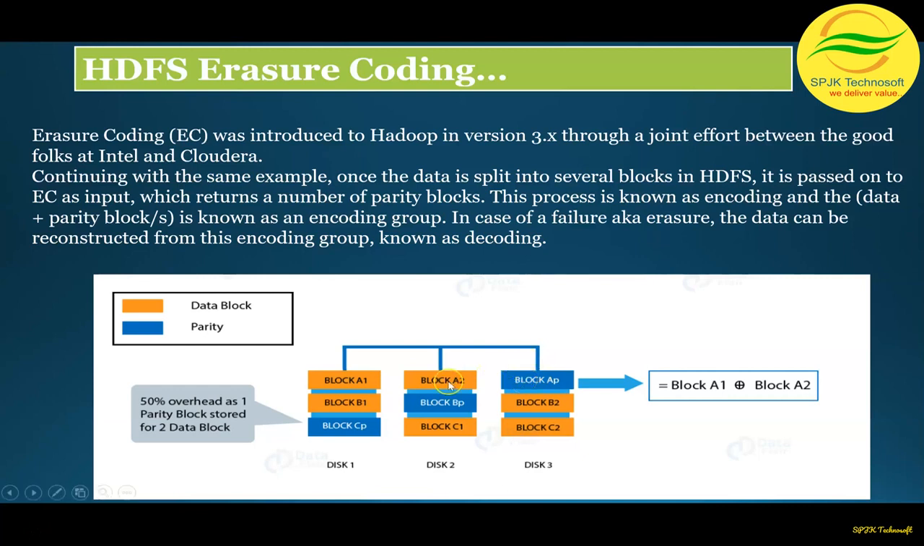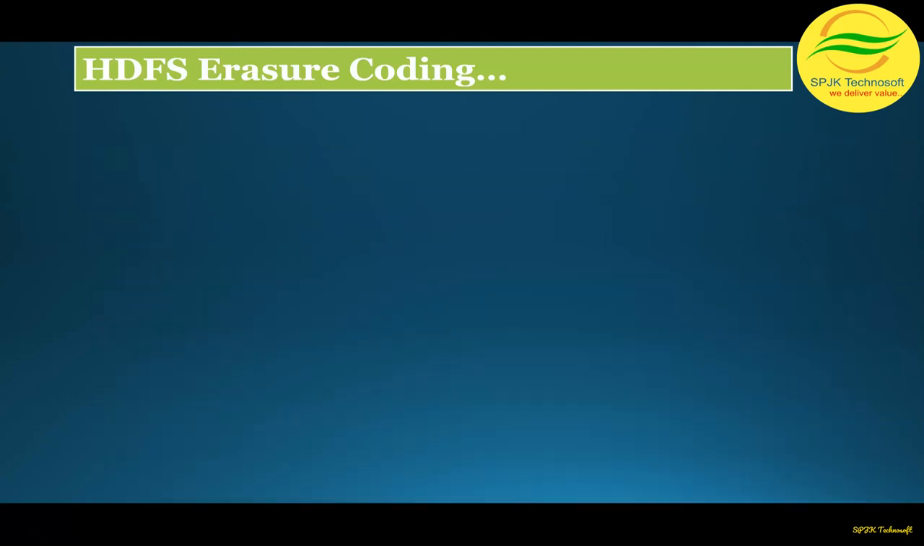Now just see an example. There are 6 blocks. If we are using 2.x, we need to make replicas of 3: 6 into 3, there will be 18. Now we have only 9. So around 50% of storage space we are saving, and in return, whatever transactions, data manipulations or data access we do will become much faster with this erasure coding technique, right?